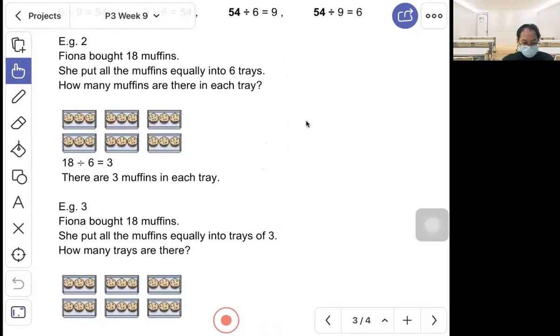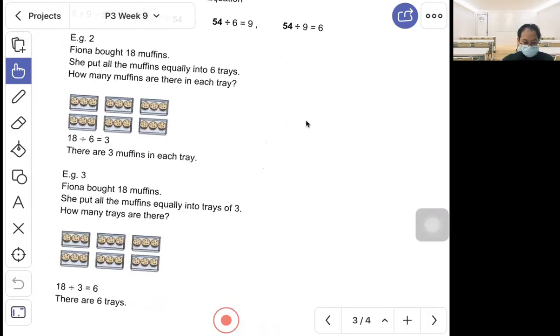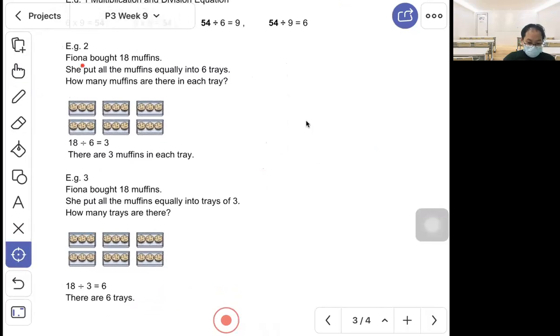Let's look at what problem. Example 2. Fiona bought 18 muffins. She put all the muffins equally into 6 trays. How many muffins are there in each tray? So 18 divided by 6, that is 3. So there are 3 muffins in each tray.